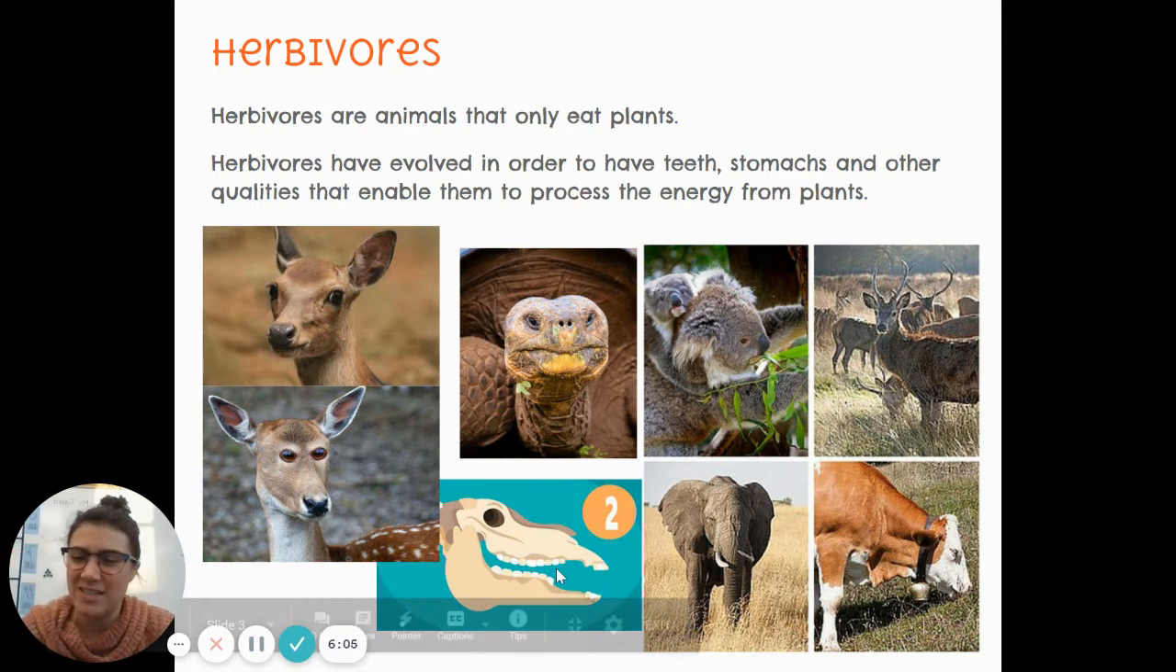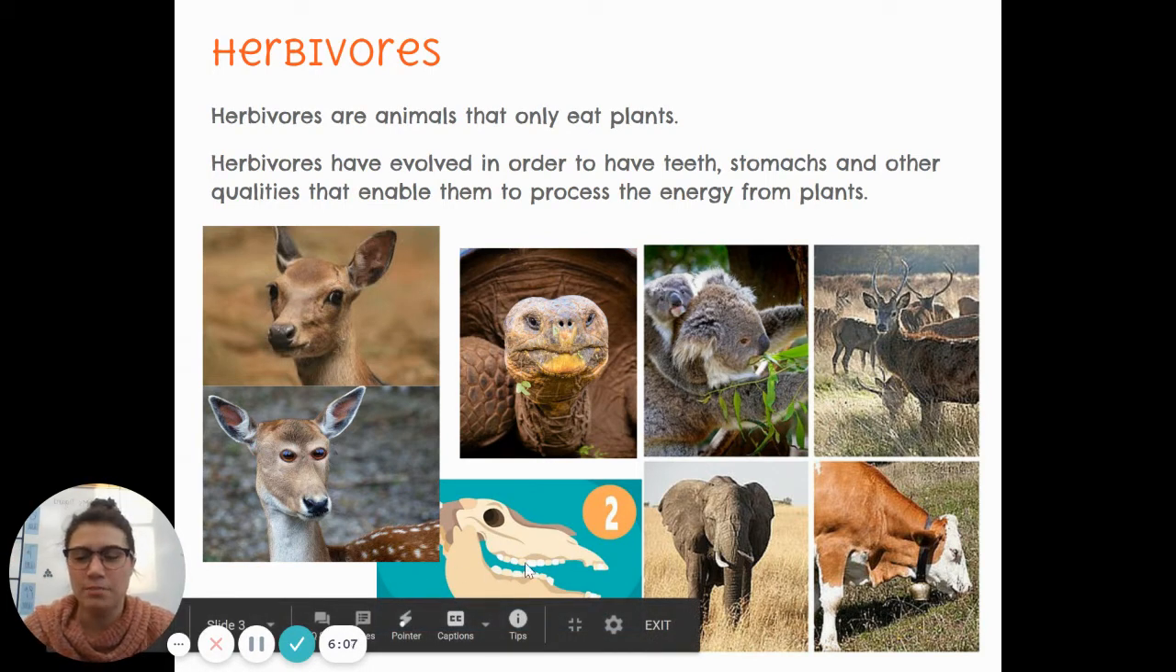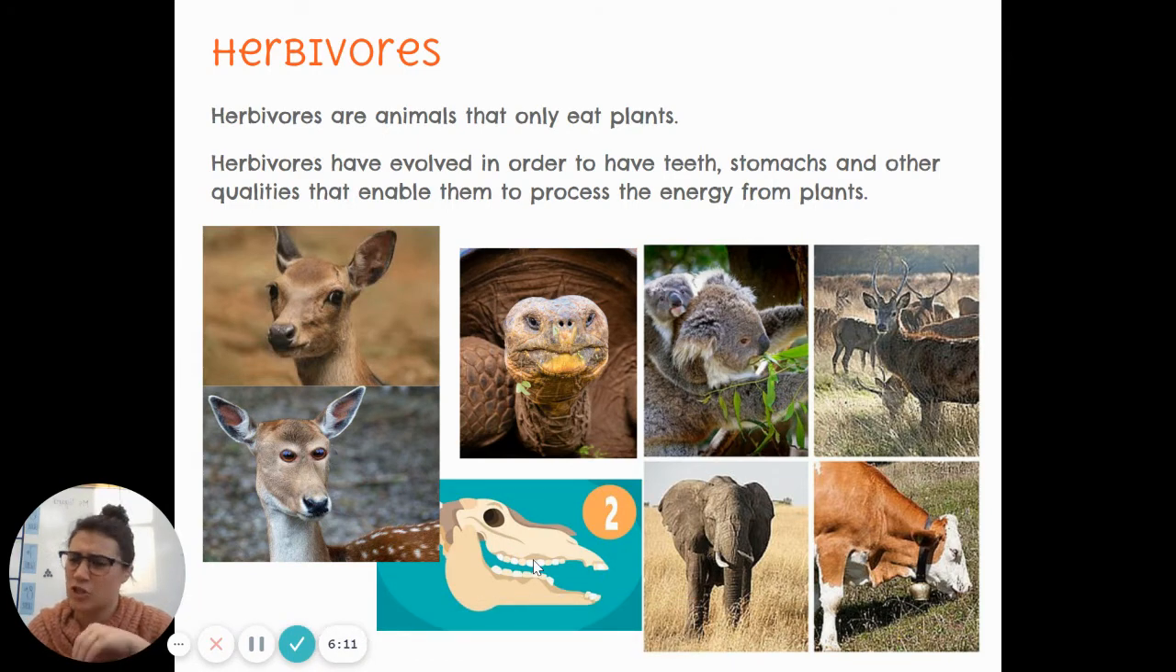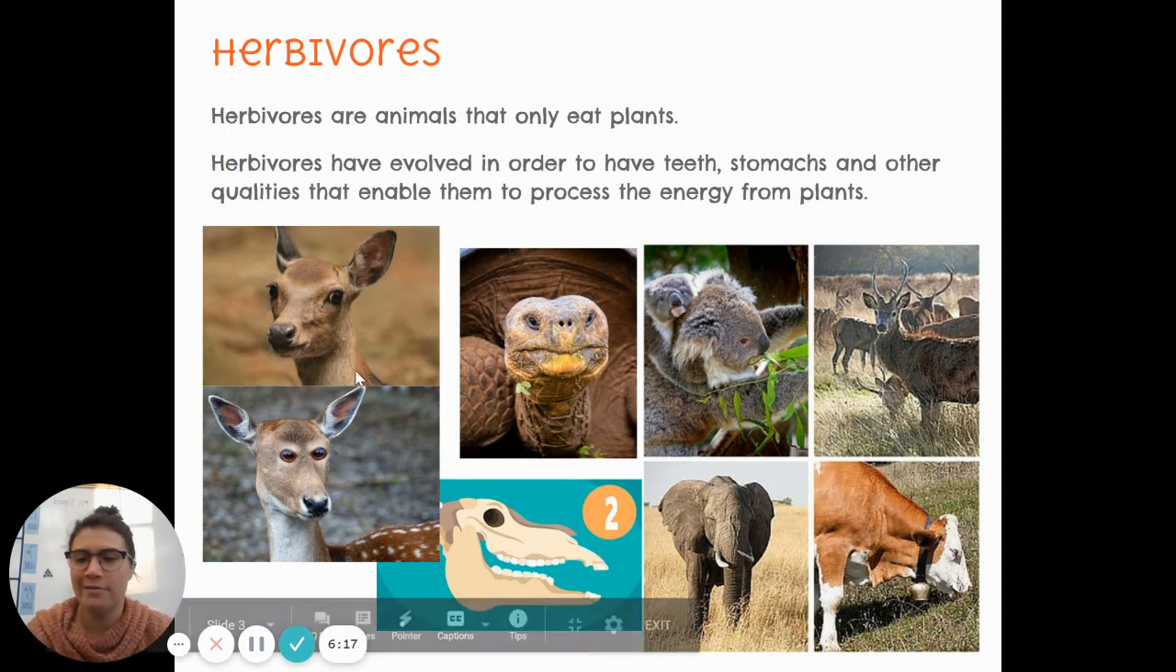They also have flatter teeth so that they can munch. They don't have to get through anything sharp like tendons or meat. They just have to kind of crush their food. So that's why they have flatter teeth.